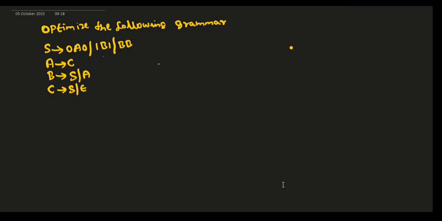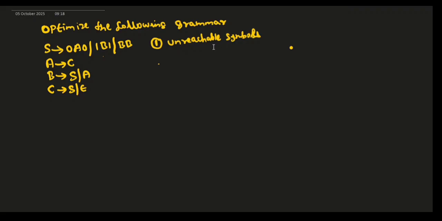The first step is to check whether there are any unreachable symbols. Now, what are unreachable symbols? If any non-terminal is not generating any string, or it is not ending up in any terminal, then it is called an unreachable symbol.